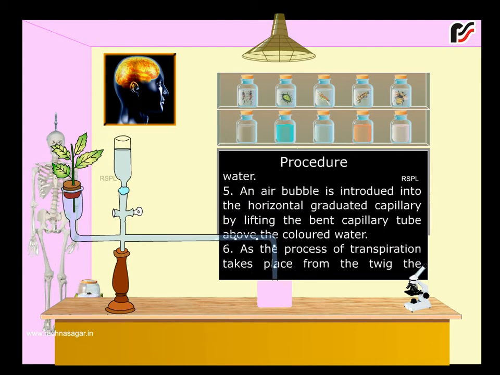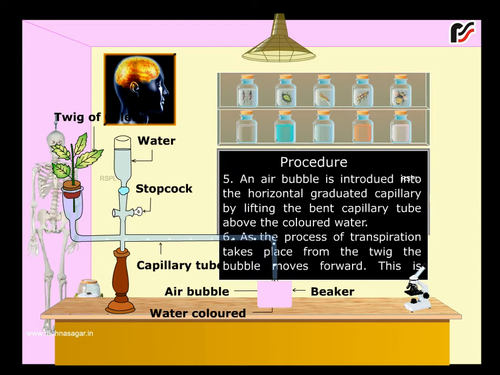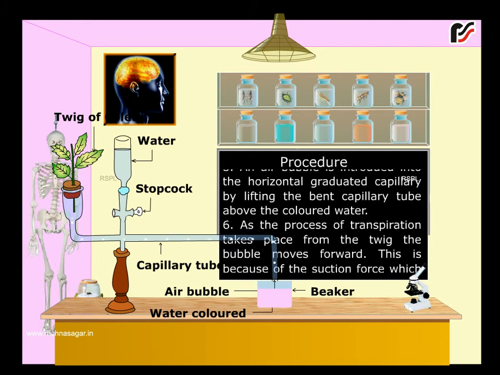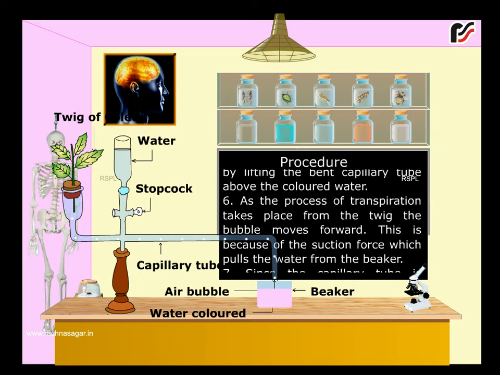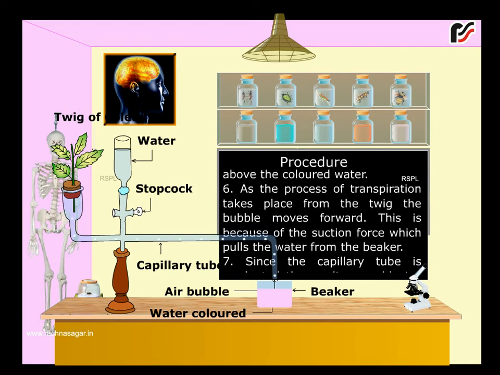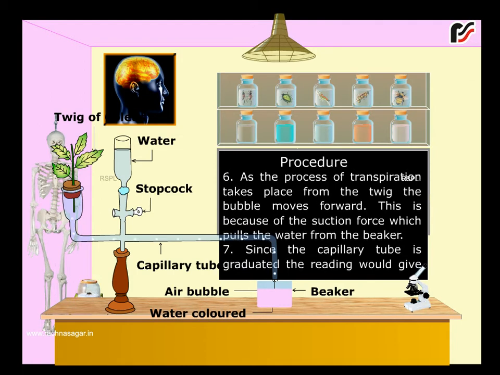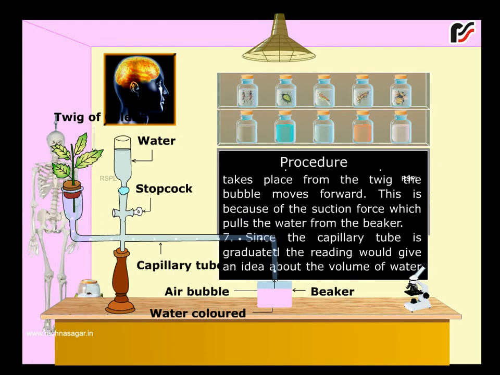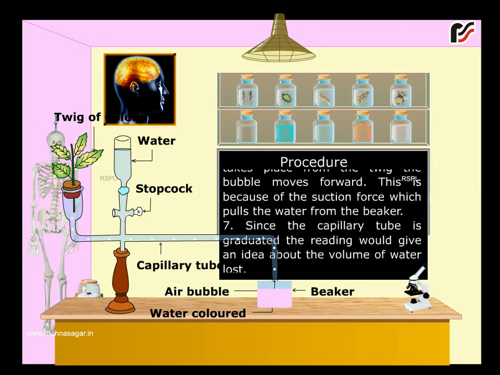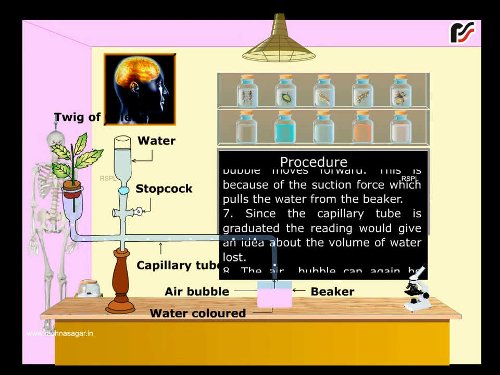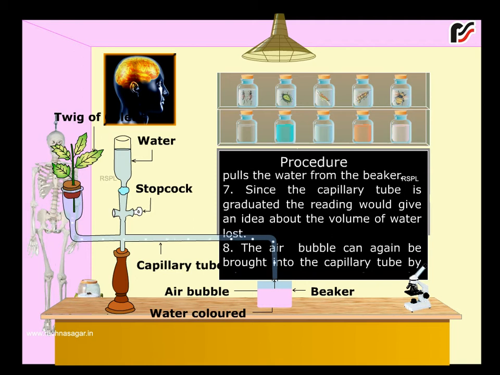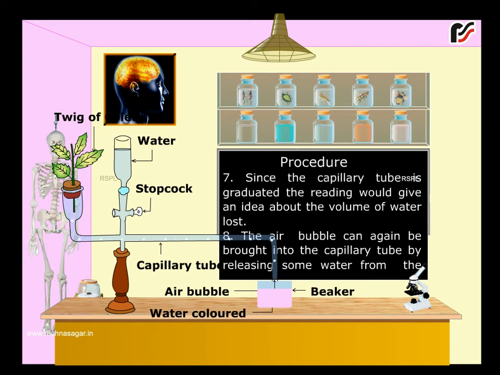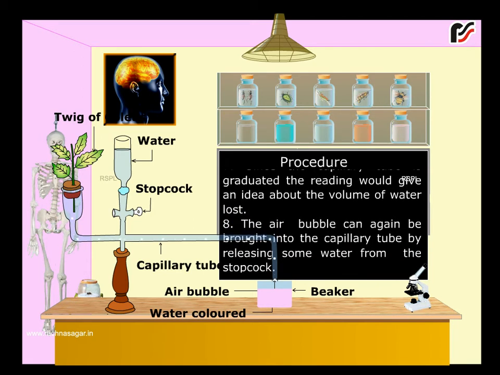As the process of transpiration takes place from the twig, the bubble moves forward. This is because of the suction force which pulls the water from the beaker. Since the capillary tube is graduated, the reading would give an idea about the volume of water lost. The bubble can again be brought into the capillary tube by releasing some water from the stopcock.